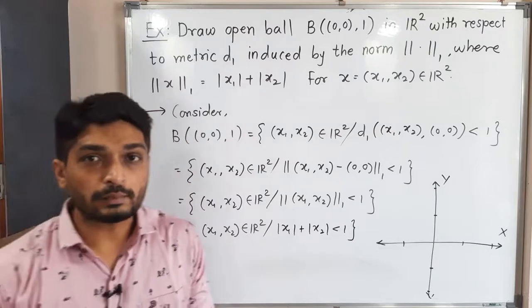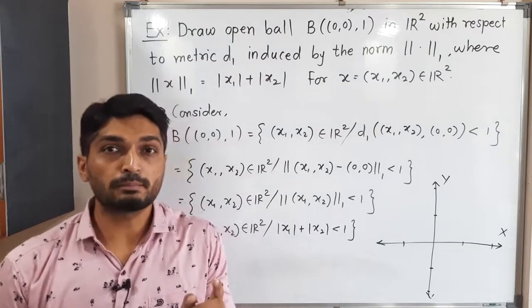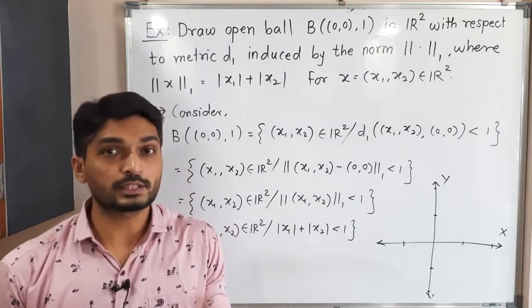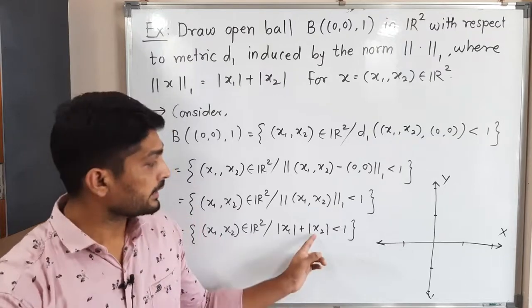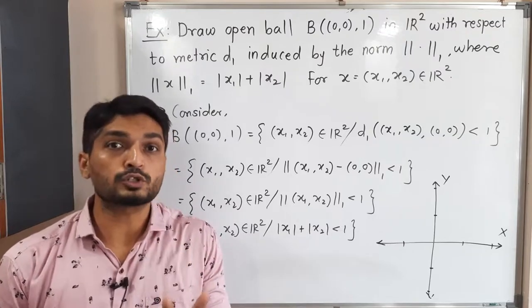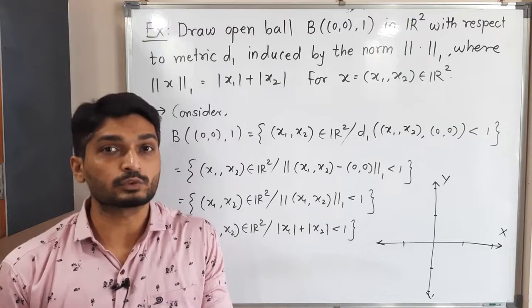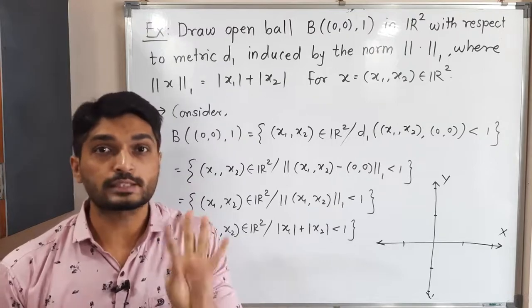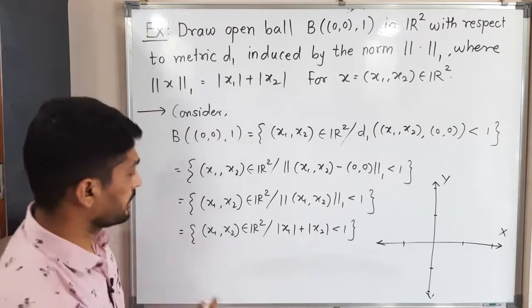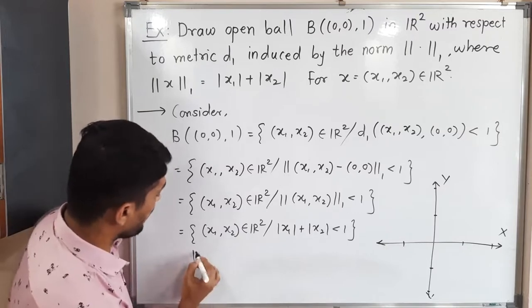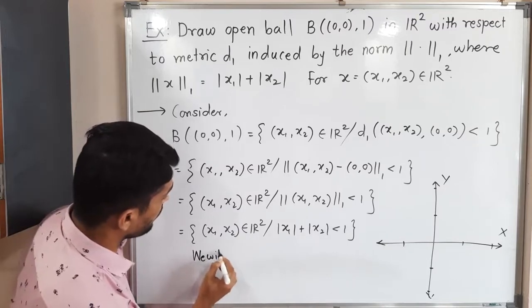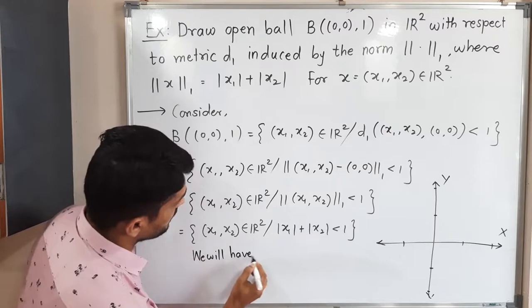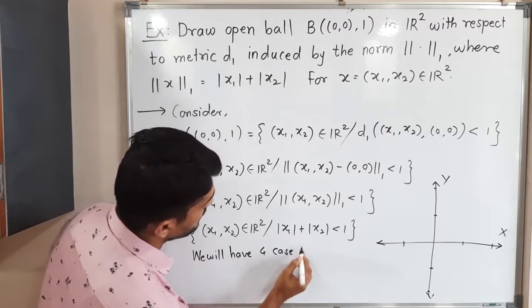But you know that mod x1 is nothing but minus x1 or plus x1, both cases will be possible. In case of mod x2 also, there will be two possibilities, either plus x2 or minus x2. Because of that, 4 cases will be generated here. Let me mention the 4 cases here.